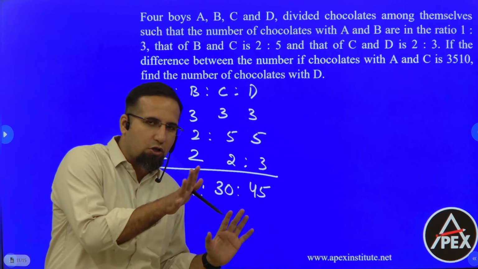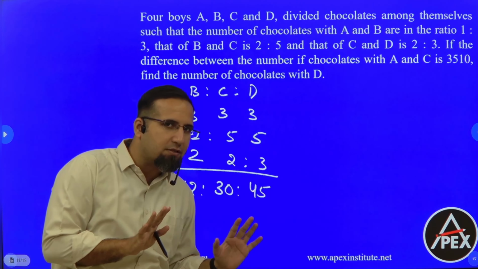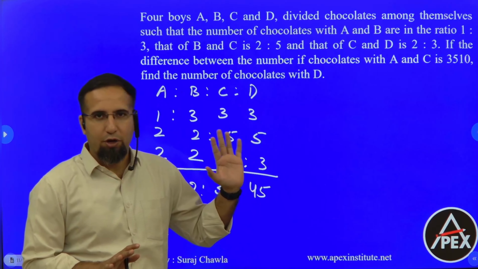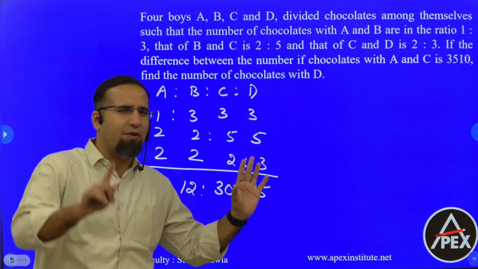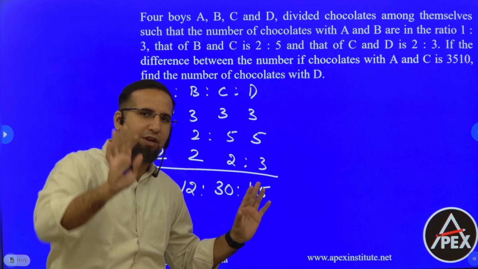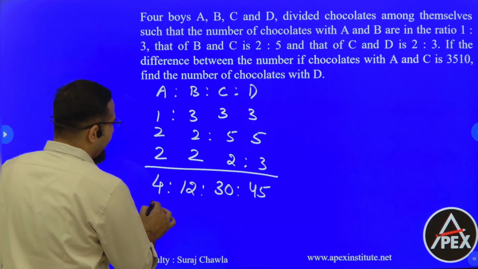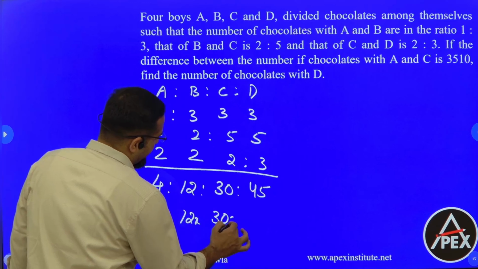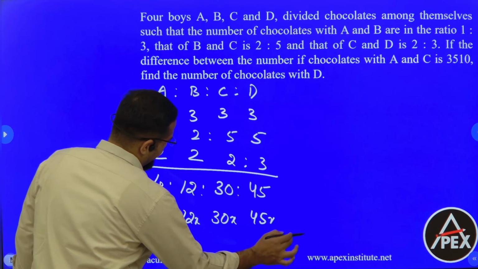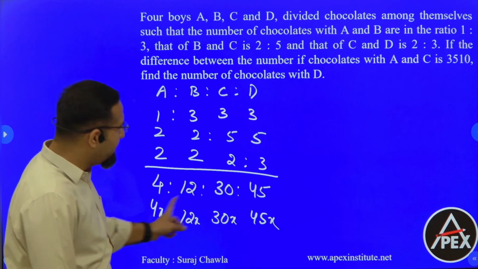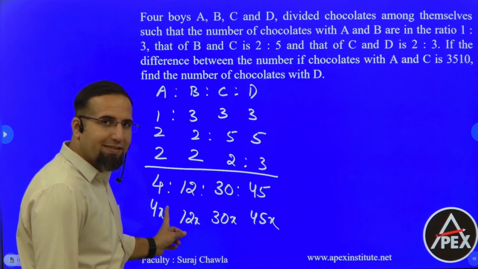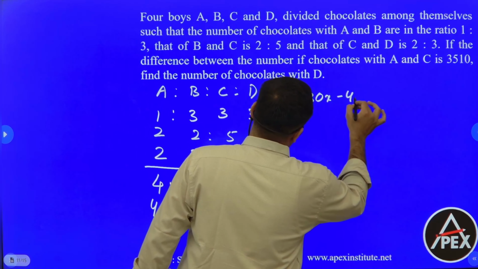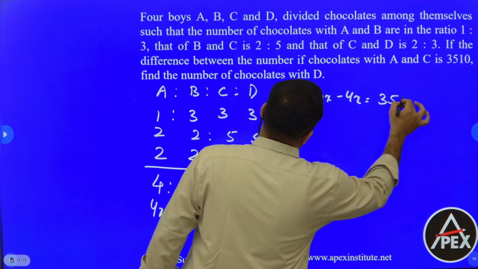and the question has not given us the total, the question is talking about something else. So what is the best method, guys? The best method is ratios to actual value. Remember, whenever ratio is given and total is not given, the best method is ratios to actual value. So let me write this as 4x, 12x, 30x and 45x. Now the question says the difference between A and C is 3510. That means 30x minus 4x is equal to 3510.